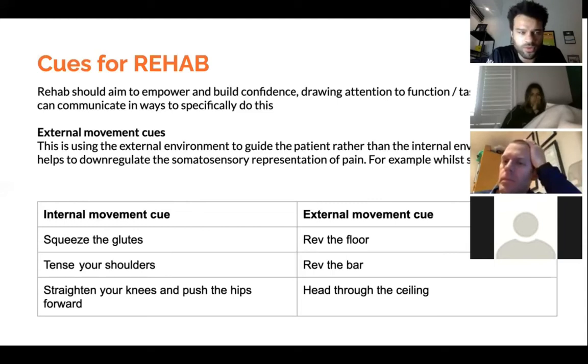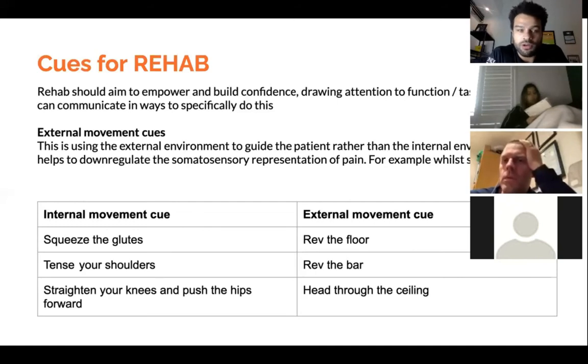Yeah, I was going to say, generally you always get patients like that who always focus on the negatives, and it's trying to get them to think about what can you do other than what can't you do. Yeah, and I think motivational interviewing is a great way to do that. So the rehab should aim to empower, to build confidence, drawing attention to function, the task at hand. We can communicate this in ways to specifically do this.